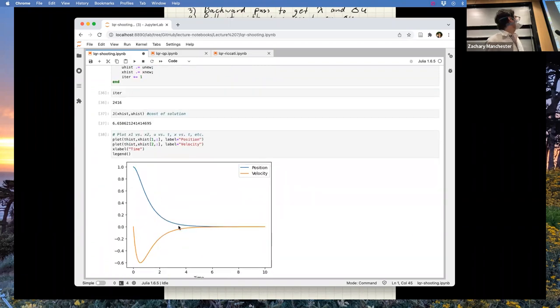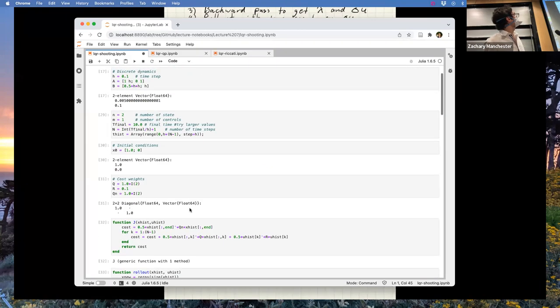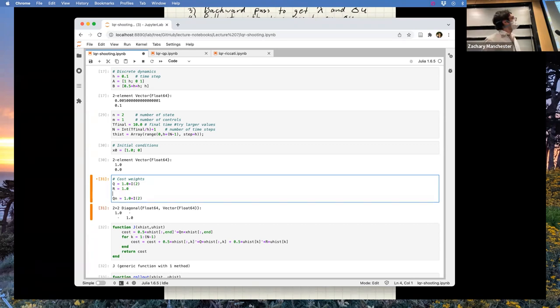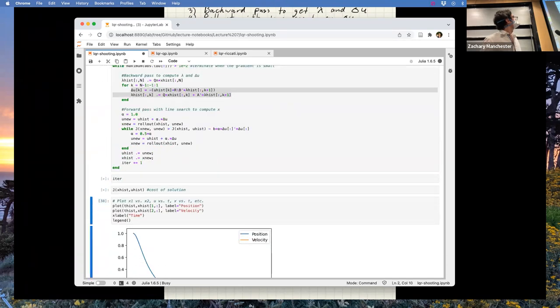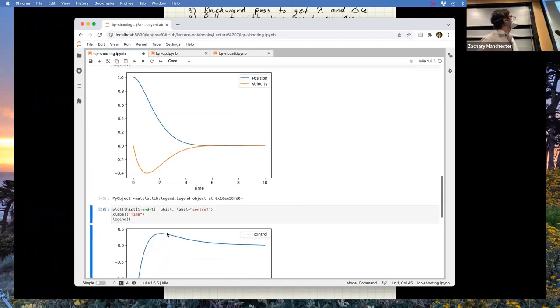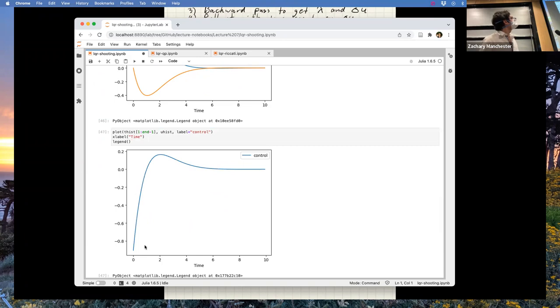Some other things I can do. So this is getting to the origin around, I don't know, 4 seconds or so. I can crank up the cost. For example, what should happen if I crank R up here? Should it get to the origin faster or slower? Slower, right? Okay, let's try that. It should have a less spiky behavior here, right? So the peak control effort should be lower. The old one was 2.5, the new one is like 0.8. So less control effort, and it gets there slower. Cool. So that makes sense to everybody.